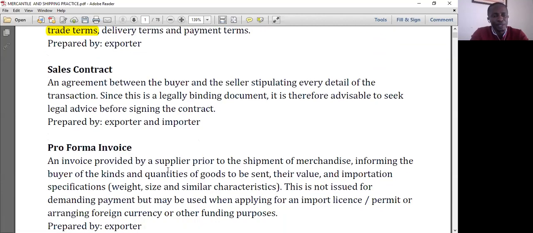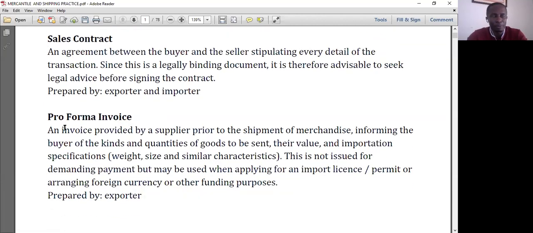Then we have another document here. It's called a pro forma invoice. Now this is provided by the supplier prior to the shipment of the merchandise. So with a pro forma invoice, you must know how to distinguish between a pro forma invoice and the commercial invoice. This is normally sent before the shipment arrives, prior. Okay, understand that word, prior.